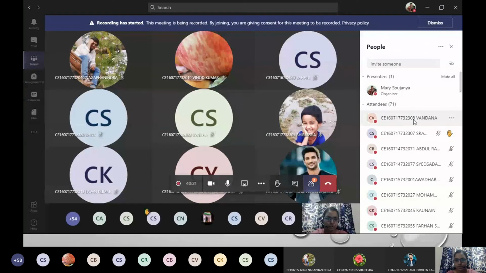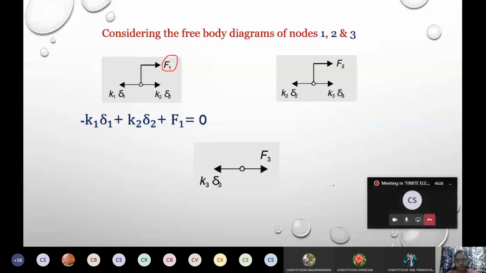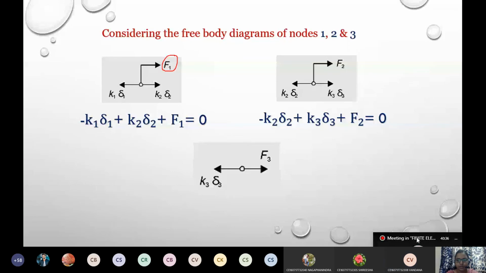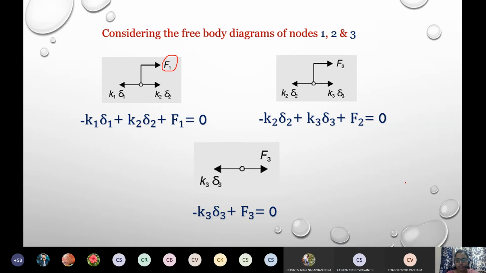Okay, Vandana. Shravanti can tell me about node 3, okay? Vandana: Minus K2 delta 2 plus K3 delta 3 plus F2 is equal to 0. Thank you, very good. Shravanti, you can speak about node 3. Minus K3 delta 3 plus F3 is equal to 0. Right. Thank you very much. So you're understanding how it is going. Others also should understand how it is.